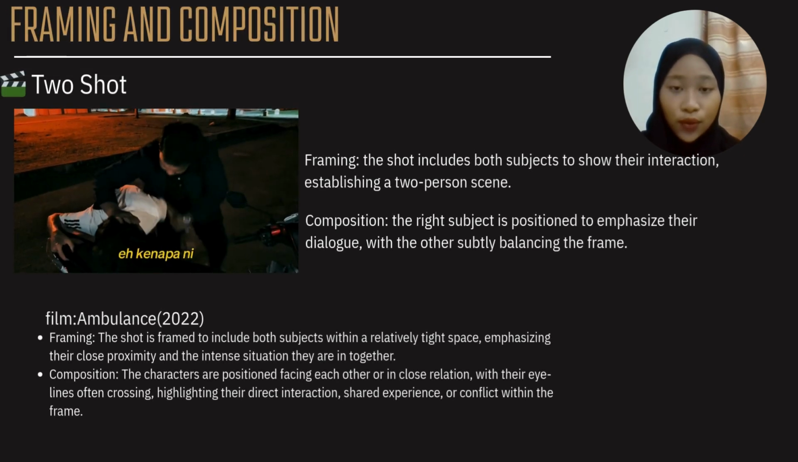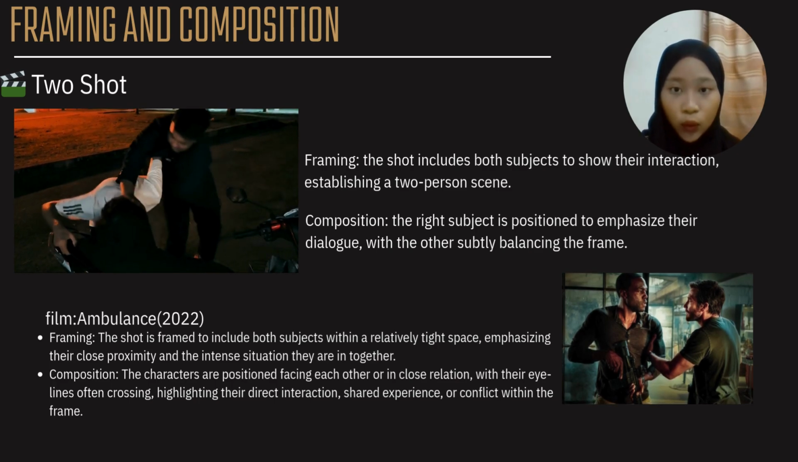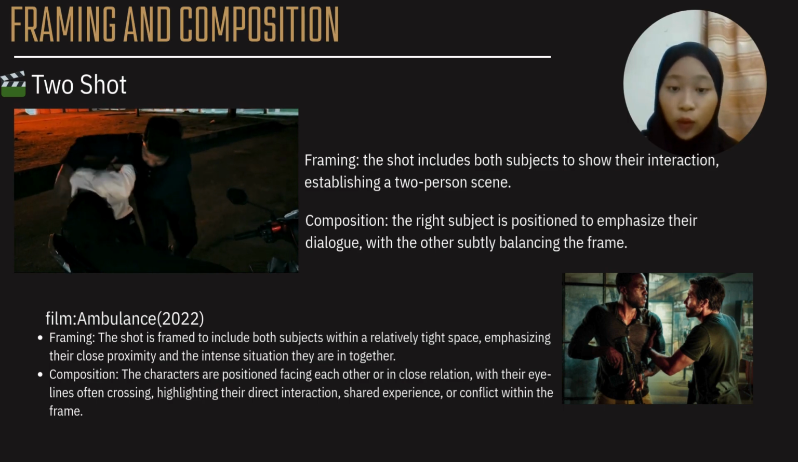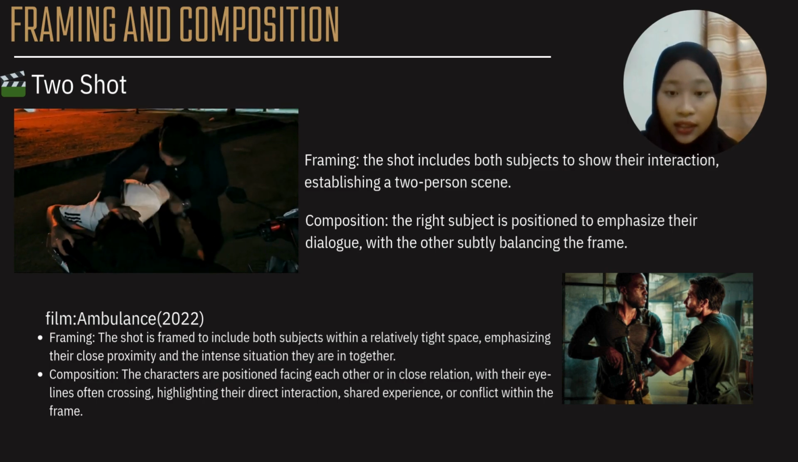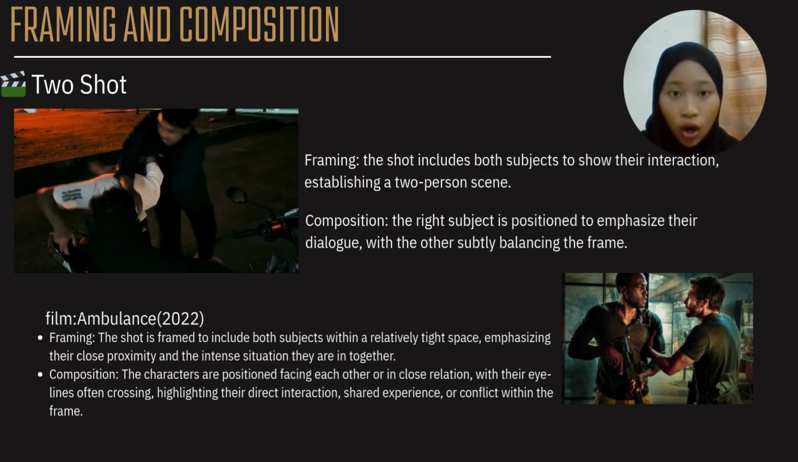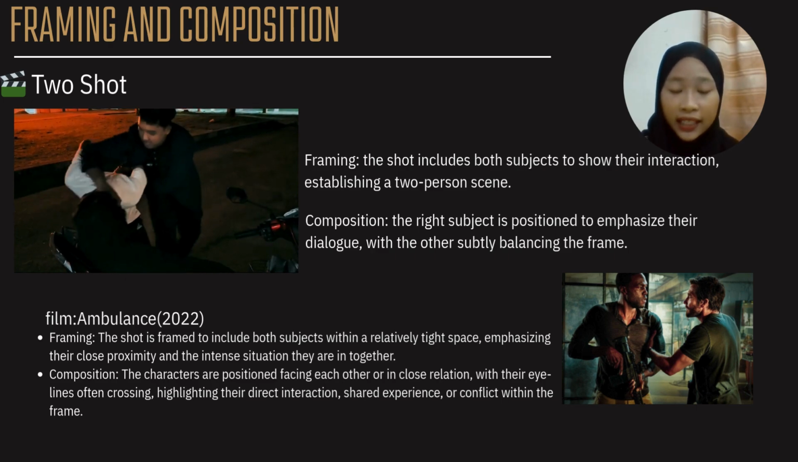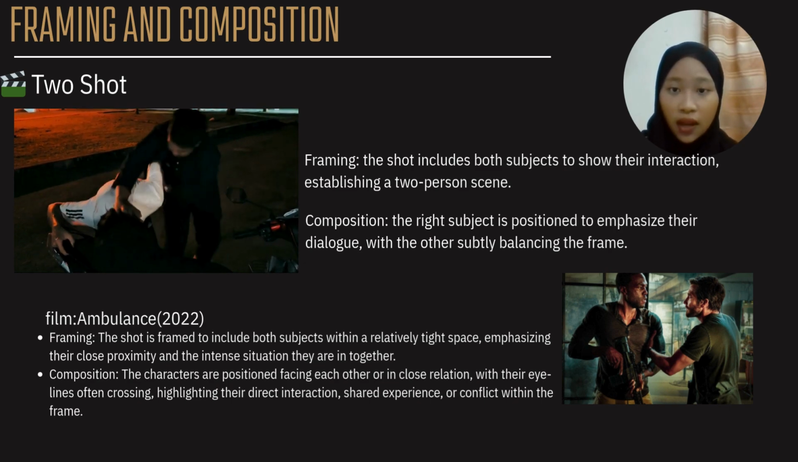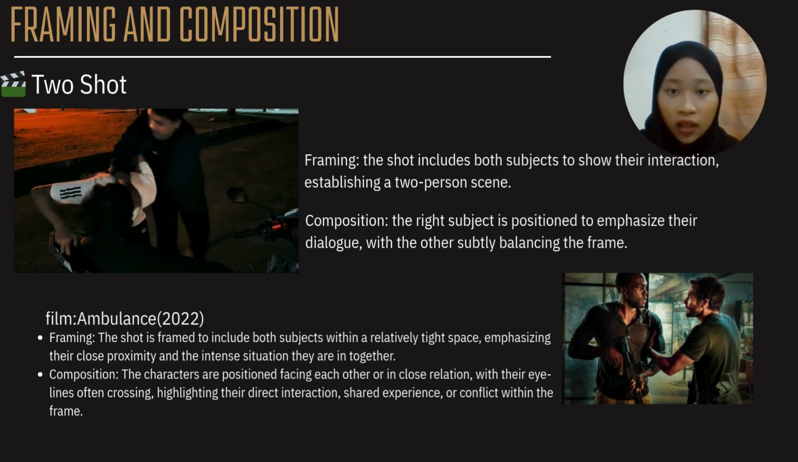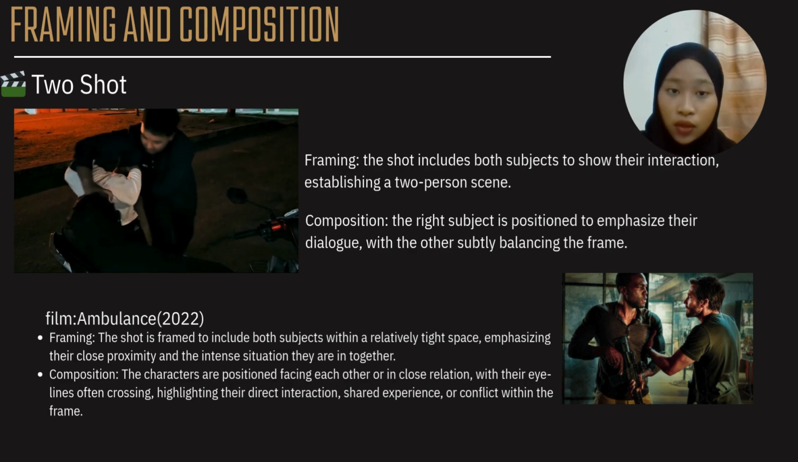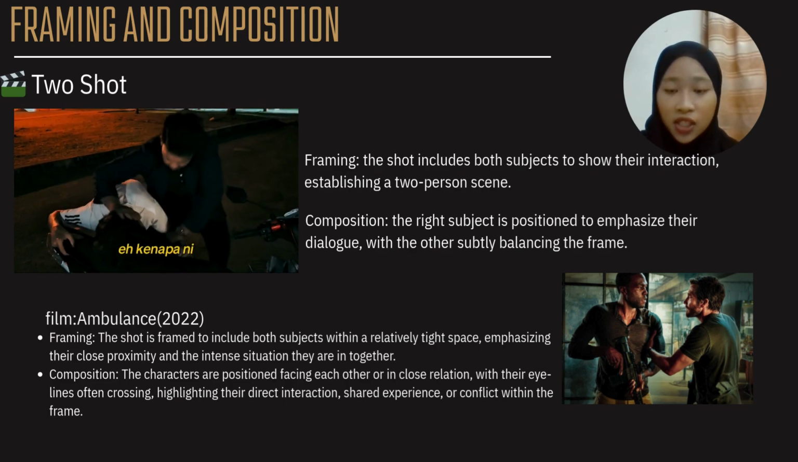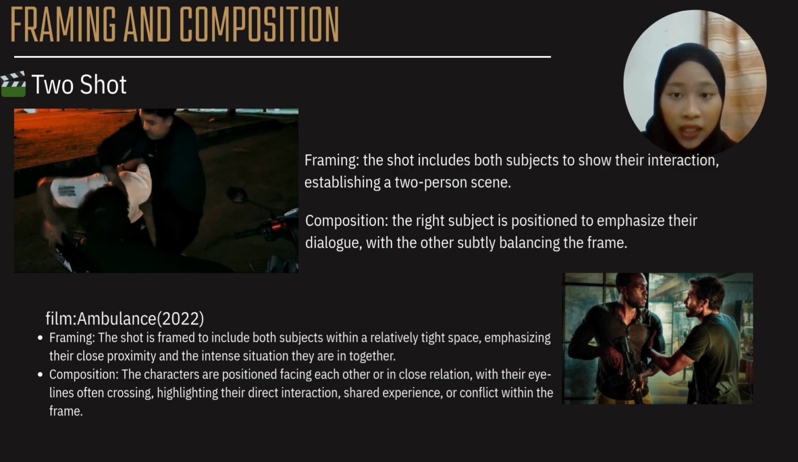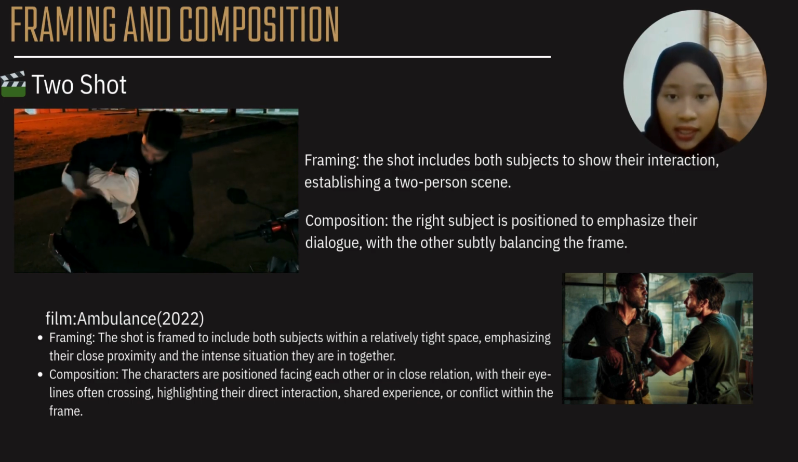Besides that, we use two shots to focus on the relationship between two characters. In this technique, both people are kept in the frame together, usually facing each other. It shows how close they are physically or emotionally and helps highlight any tension or connection between them. Their eye lines often cross, which emphasizes their interaction. You will see this kind of setup in Ambulance 2022, where two characters share the frame during an intense conversation. One might dominate visually, but the other is still present, balancing the scene.